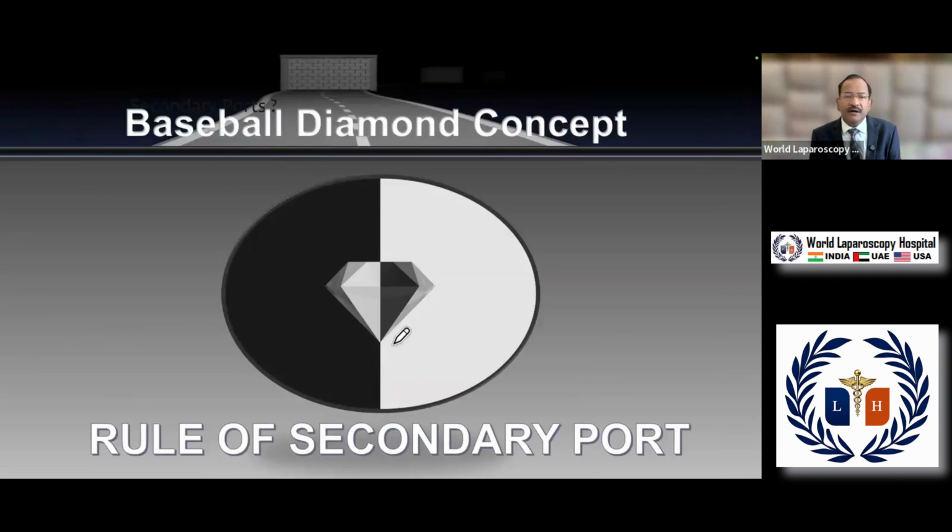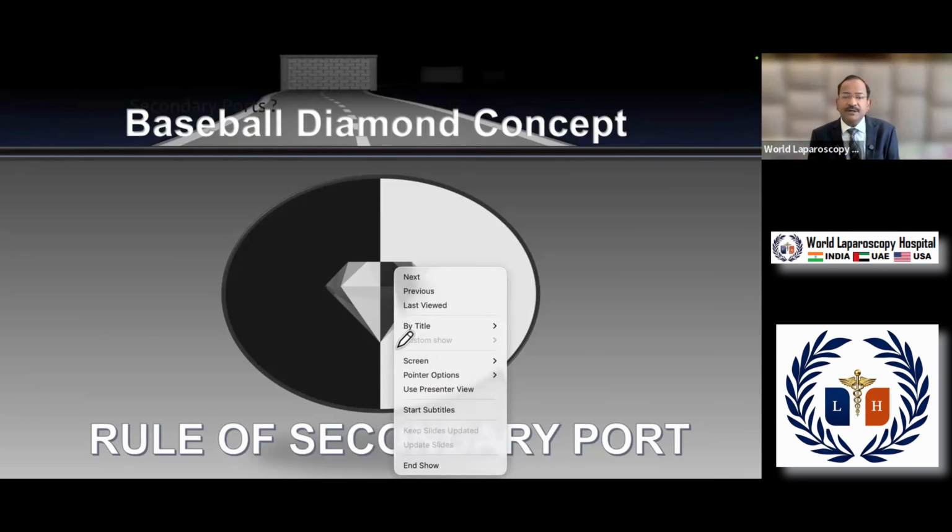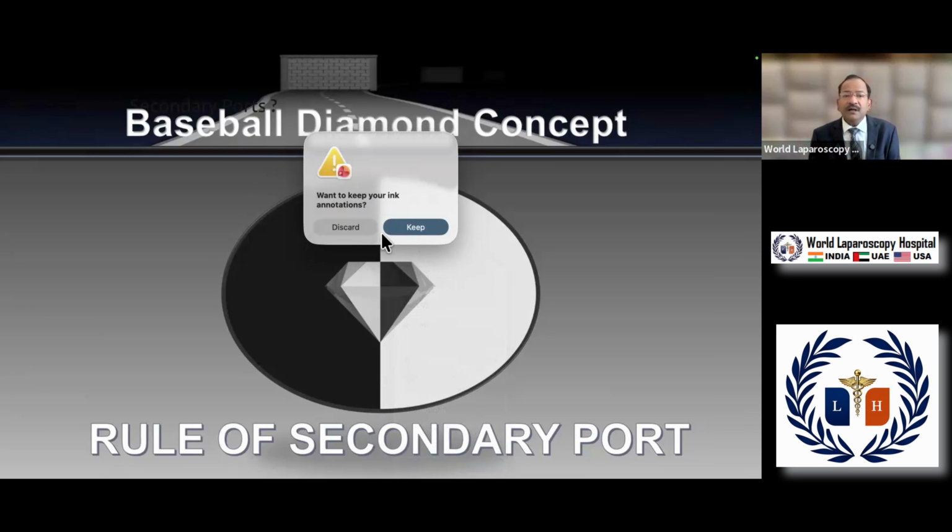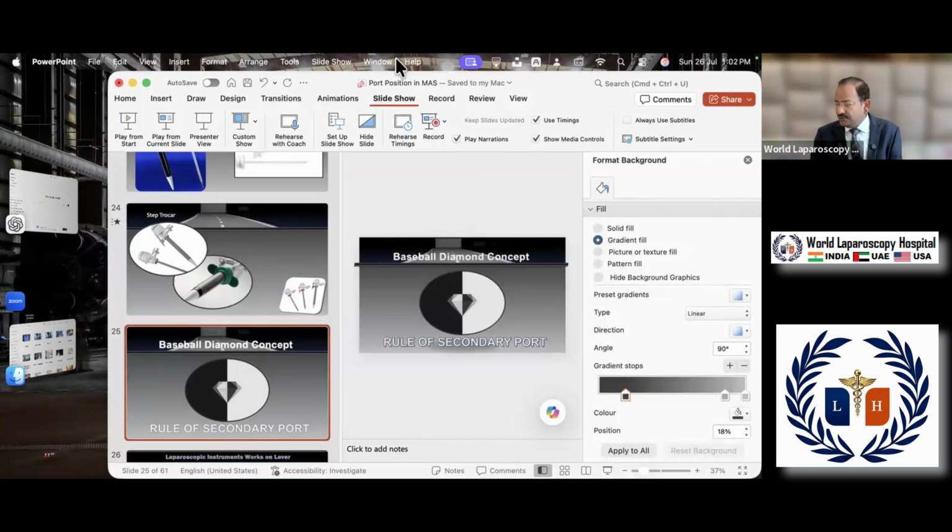So, these are the various methods of access. Now, I am stopping here for a small break, and after 5 minutes I will take the next part of this lecture, in which I am going to discuss the baseball diamond concept of port position, and that concept is for secondary ports. Right now, what I have discussed is for the primary port. Now, I will discuss where to put secondary ports. If you have any question regarding the primary port, please tell me.